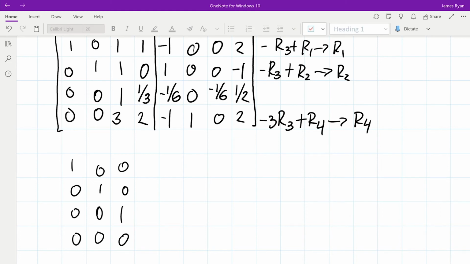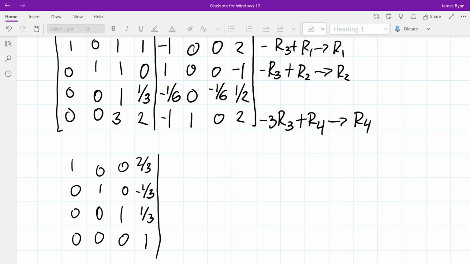1/3 times negative 1 plus 1 is 2 over 3. 1/3 times negative 1 plus 0 is negative 1 over 3. This stays 1/3. 1/3 times negative 3 plus 2 is 1.